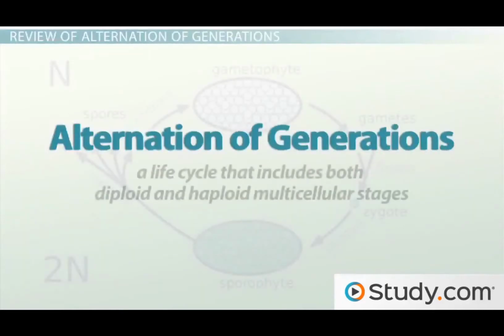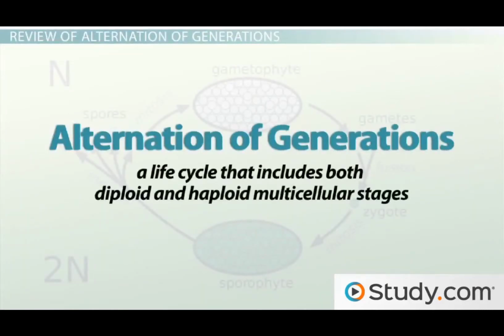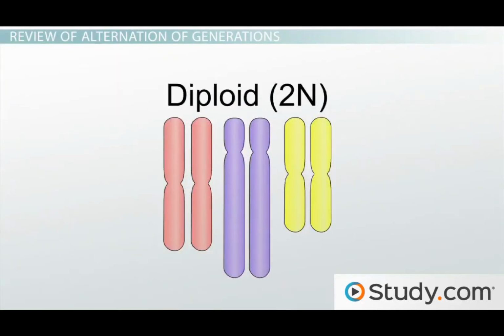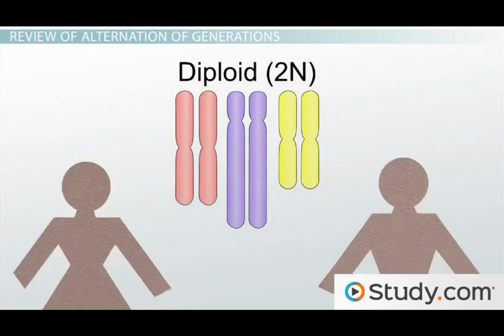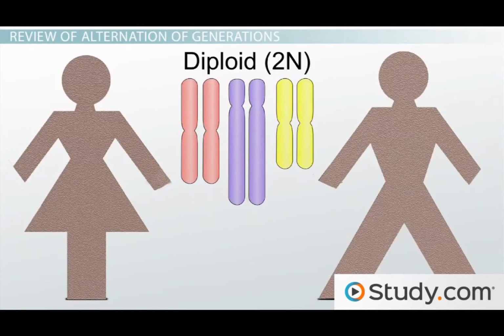Alternation of generations is a life cycle that includes both diploid and haploid multicellular stages. Remember that diploid means two sets of chromosomes and is commonly abbreviated as 2N, where the N stands for the chromosomes. In diploid cells, one copy of the chromosomes comes from each parent. For example, in humans, you get one copy of chromosomes from your dad and one copy from your mom. The same idea is found in plants.